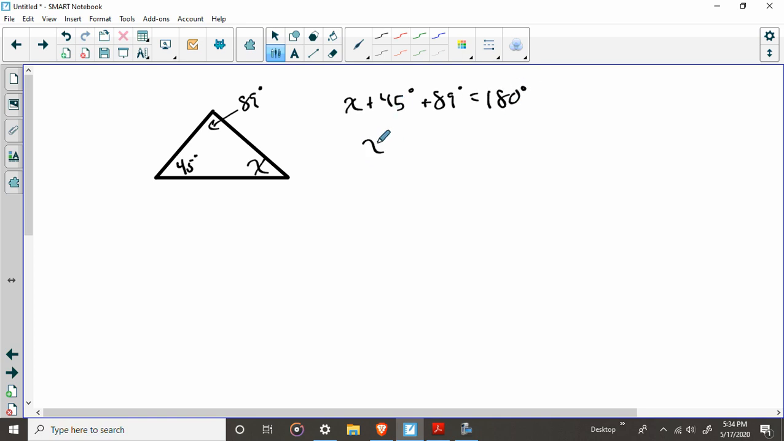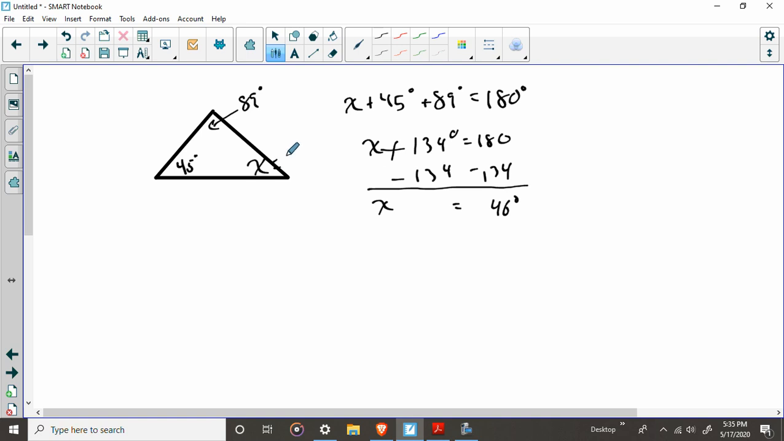Add these two together: 45 and 89 is going to be 134. So x plus 134 is equal to 180. Now let's subtract 134 from both sides, and you'll find out that x is equal to 46 degrees.